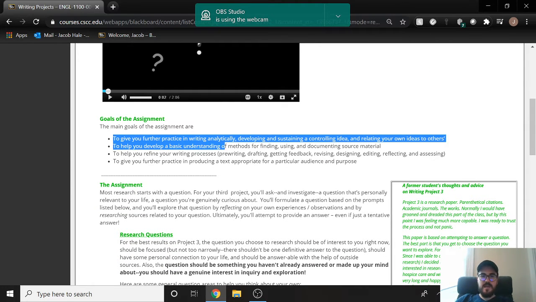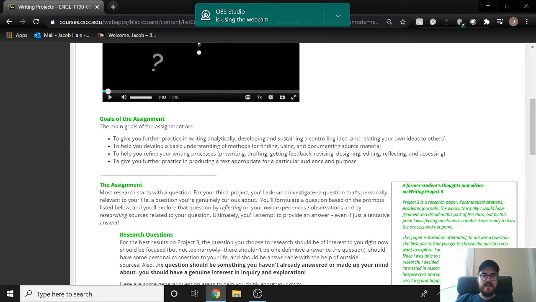Here you'll see the goals of this assignment to give you further practice in writing analytically, developing and sustaining a controlling idea or a thesis, and relating your own ideas to others. You're going to develop a basic understanding of methods for finding, using, and documenting source material. You're going to be refining your writing process. And it's also going to give you further practice in producing a text appropriate for a specific audience and purpose.